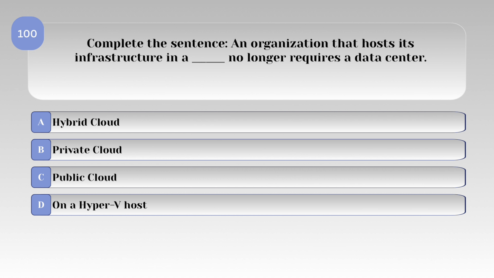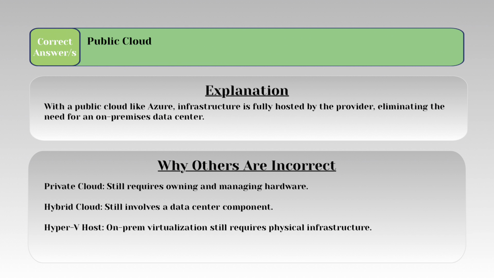Complete the sentence. An organization that hosts its infrastructure in Azure no longer requires a data center. Correct answer: public cloud. Explanation: with a public cloud like Azure, infrastructure is fully hosted by the provider, eliminating the need for an on-premises data center.